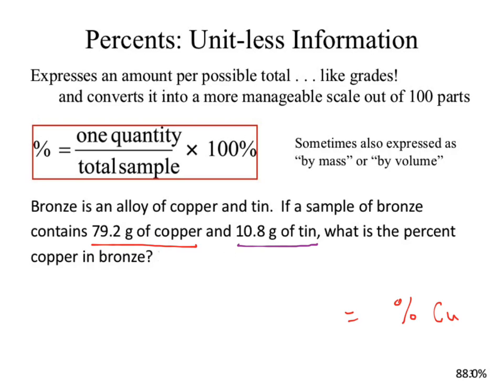What is my one quantity in that equation, this term? It's my copper. So it is my 79.2 grams of copper. Right? And I always forget to times by 100, so I'm going to put it out front. What is the total sample?